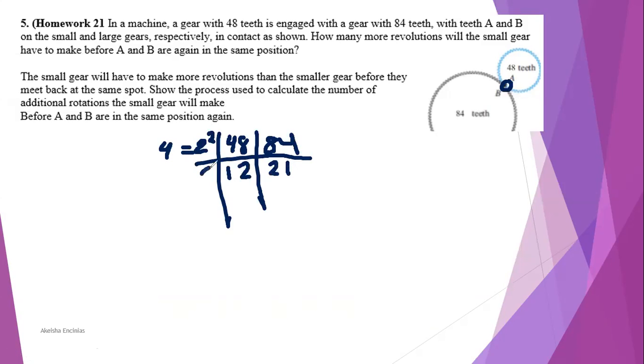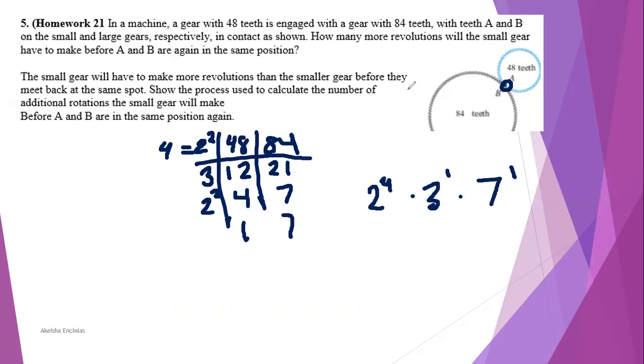I know 3 is going to be divisible into both numbers. So 12 divided by 3 is 4 again. And then 21 divided by 3 is 7. You can do another 2 squared to get rid of that 4. I'll give you 1 and 7. So your multiple is going to be 2 to the 4th power times 3 to the 1st power times 7 to the 1st power.